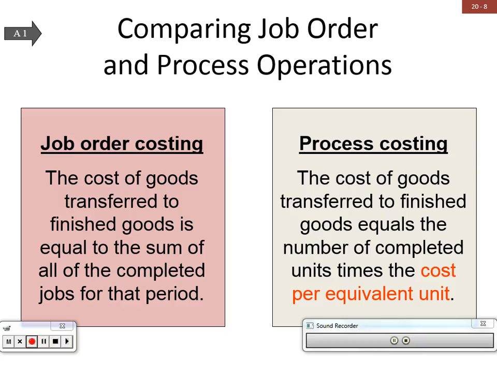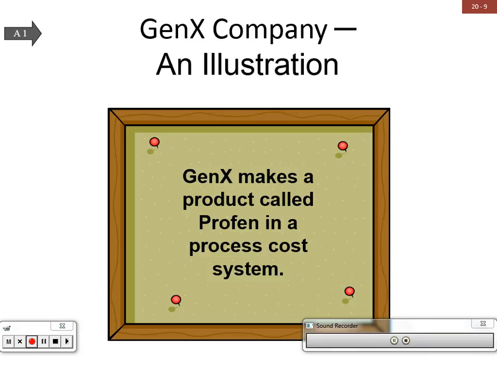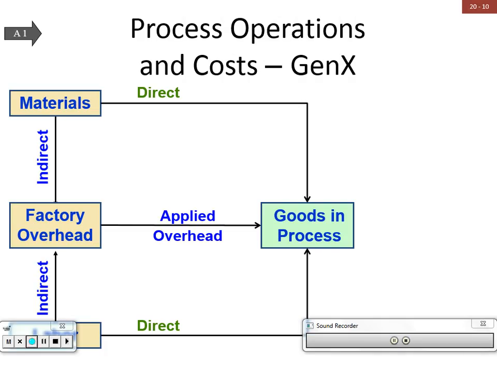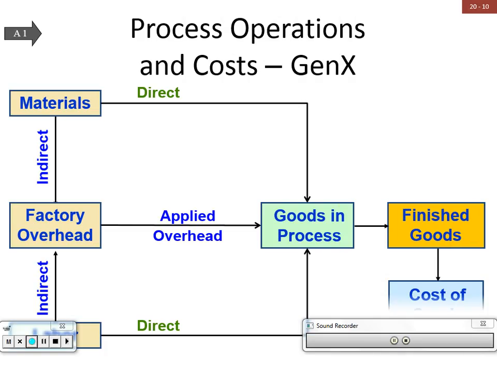Over here, transfer to finished goods equals the number of completed units times the cost per equivalent unit, which we're going to talk about how you calculate. So this is just the illustration that they have in your book, and they're basically using this company, Gen X, and they're taking us through all the different processes from start to finish for a product so that you can see how all of this fits together.